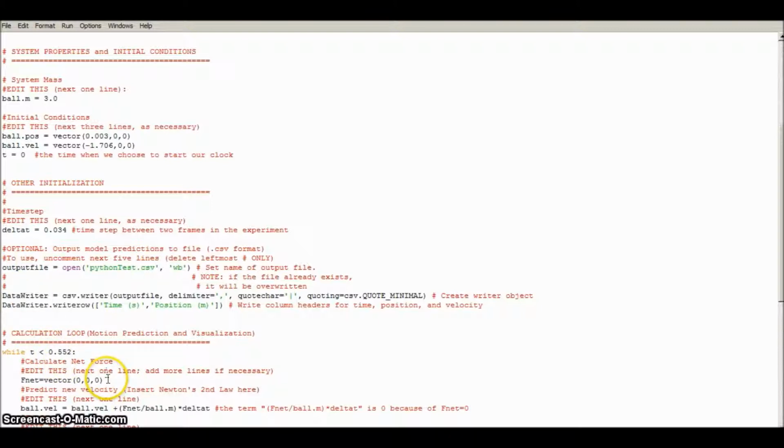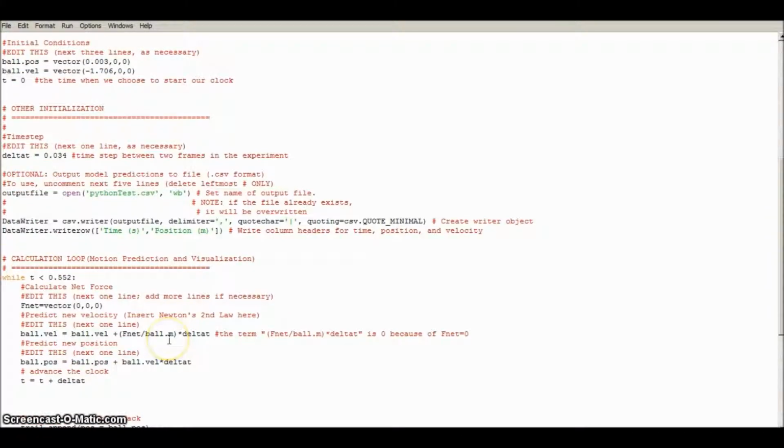Next, I set the net force to 0, which is the main assumption when working with constant velocities. As you can see, the term Fnet over the mass of the ball m times delta t gets 0 because Fnet is 0, so our velocity is constant and the graph, which is produced through the data, will be a straight line. Now I will show you my computer model.